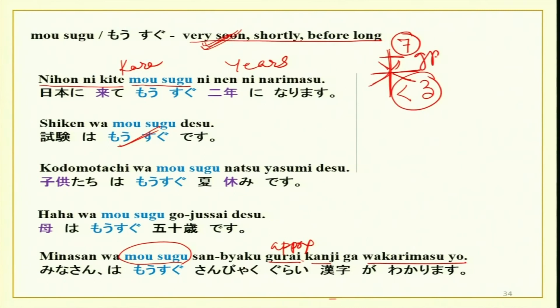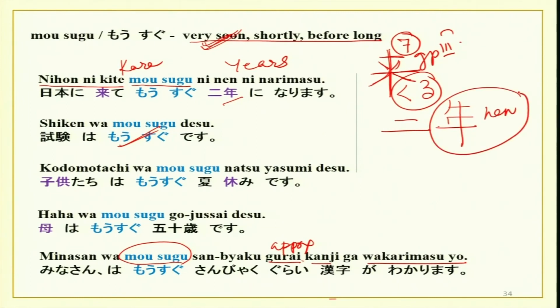Group 3. Then you have ninen right here. So ni is like this and nen you did last time like this, nen. The stroke order is a little different, but you can look up the stroke order on your own on the net. Then there is yasumi like this under the tree, yasu and mi.